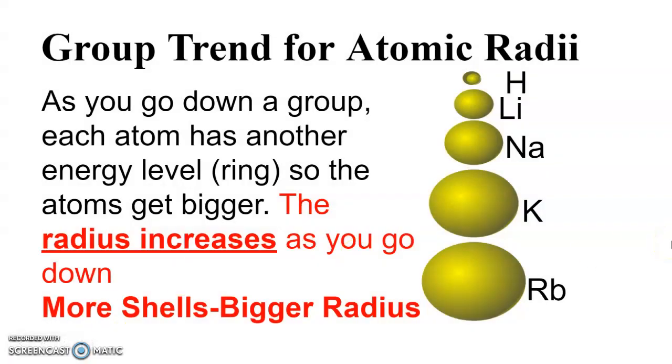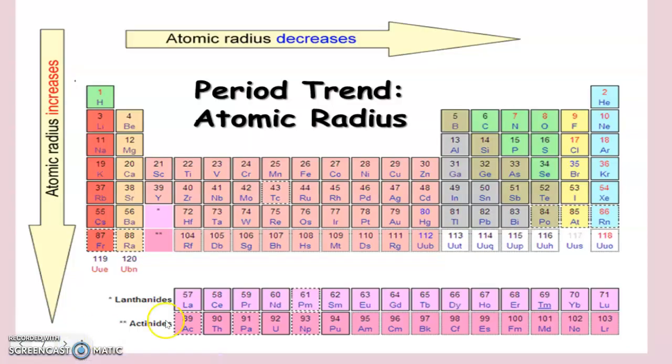Now, as we go from top to bottom, the radii is going to increase. As you go down a group, each atom has another energy level, so the atoms get bigger. So, the radius will increase as you go down. So again, more shells, more electrons equals larger radius. So it decreases from left to right, increases from top to bottom. And that's just, again, the size of the atom. And this will be a good little cheat sheet for us. It tells you what happens to the radius. So it decreases from left to right, increases from top to bottom.